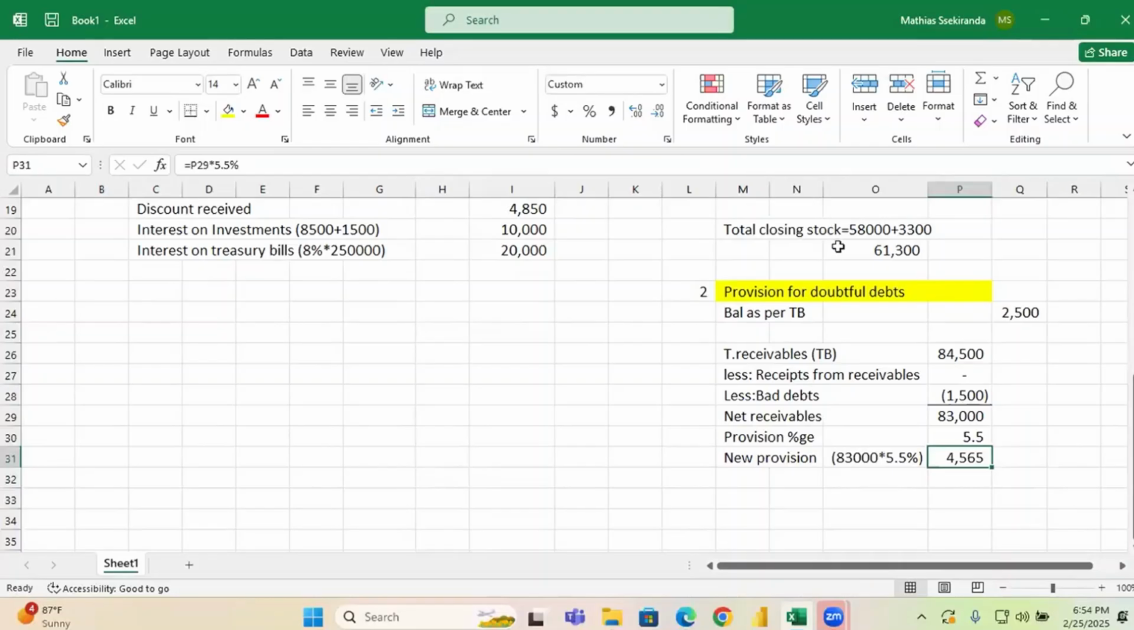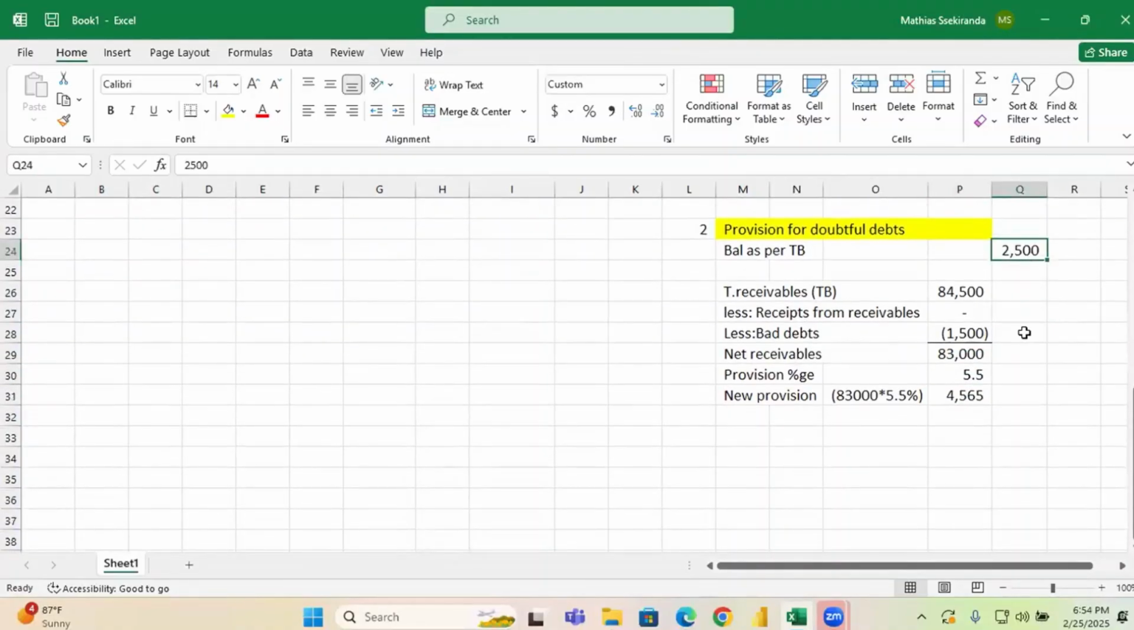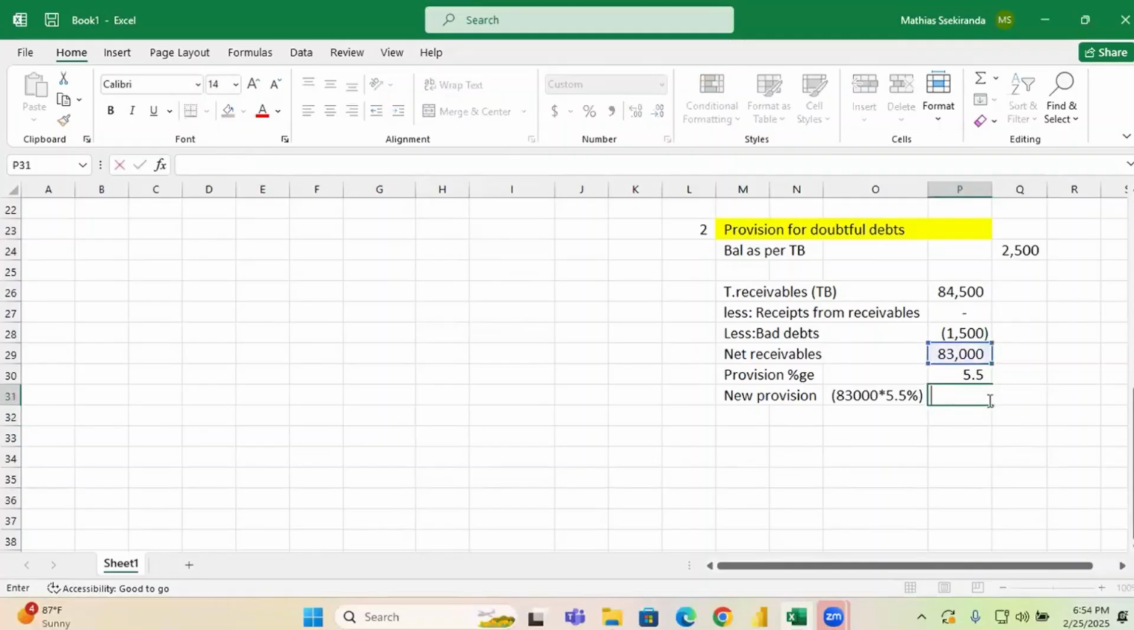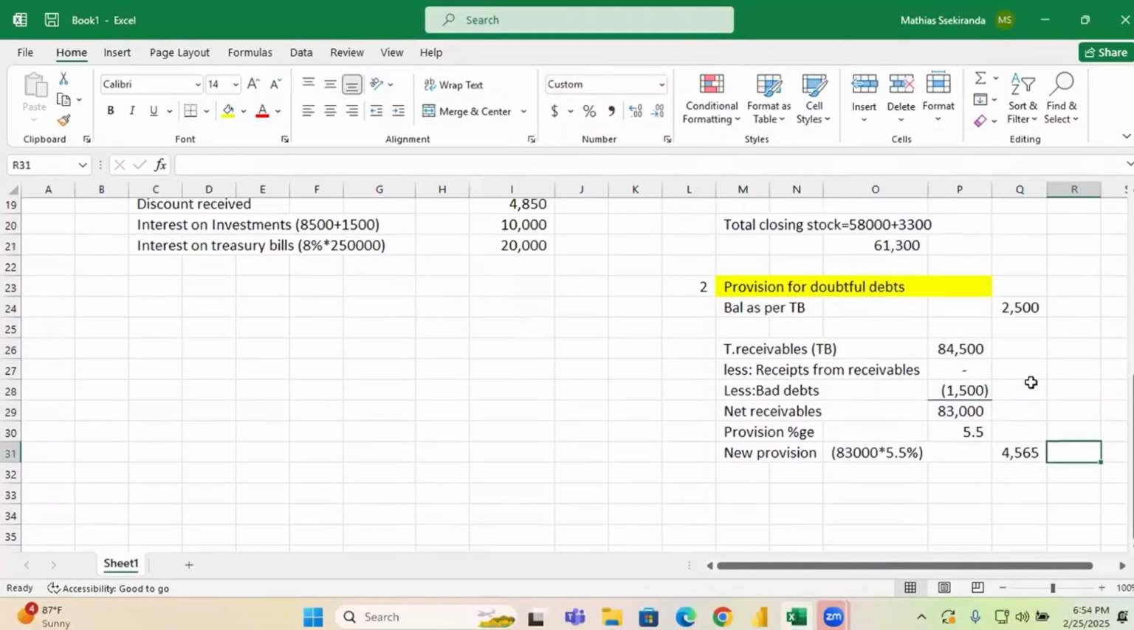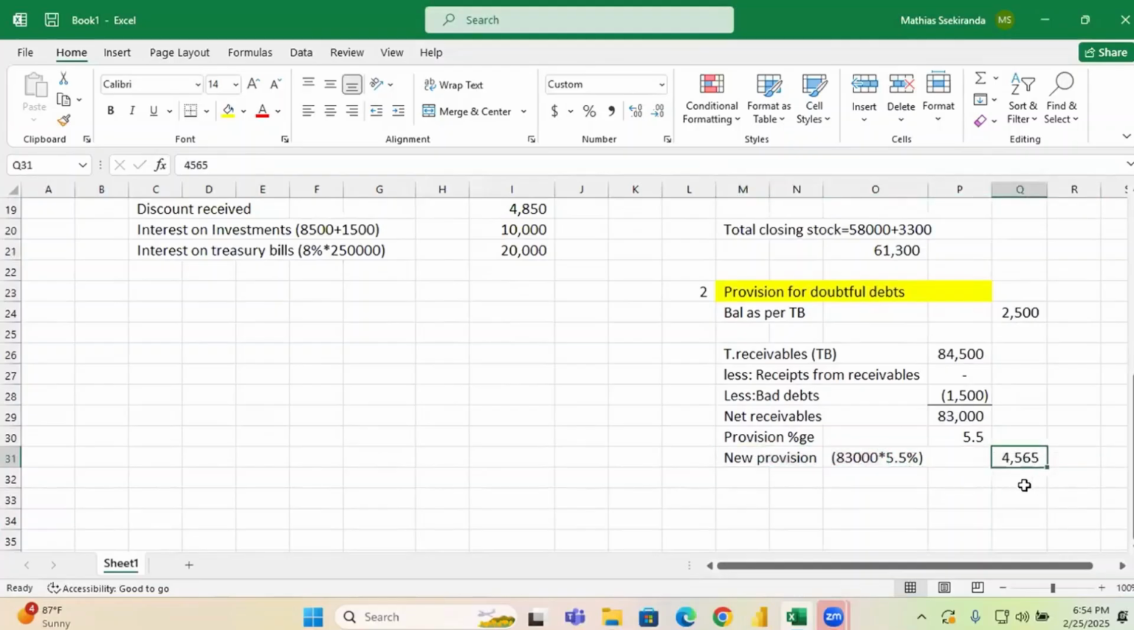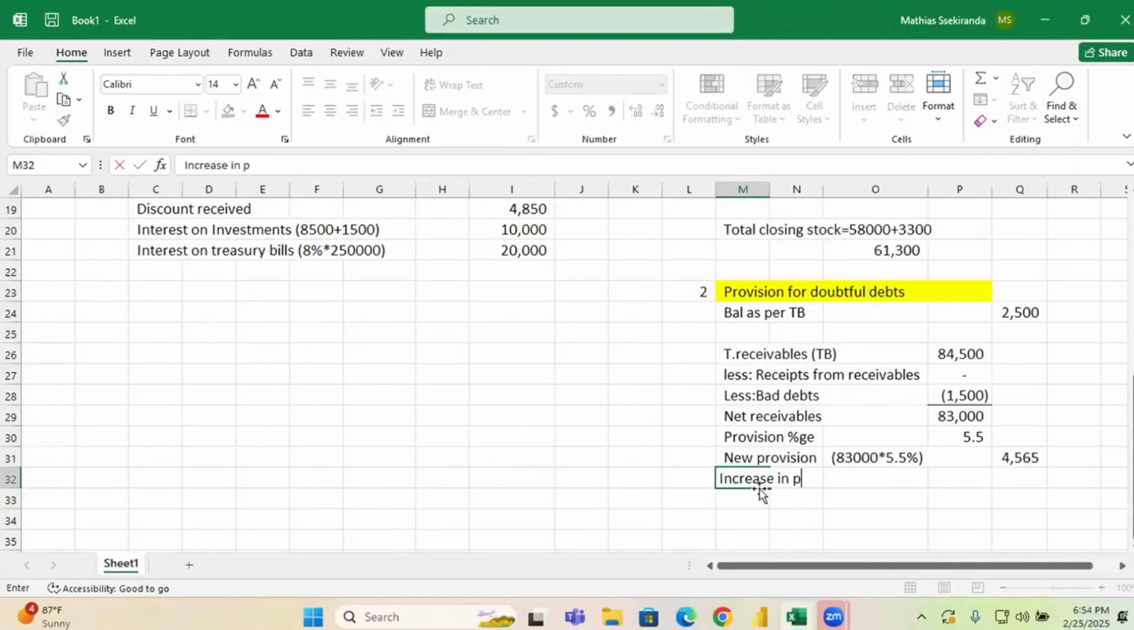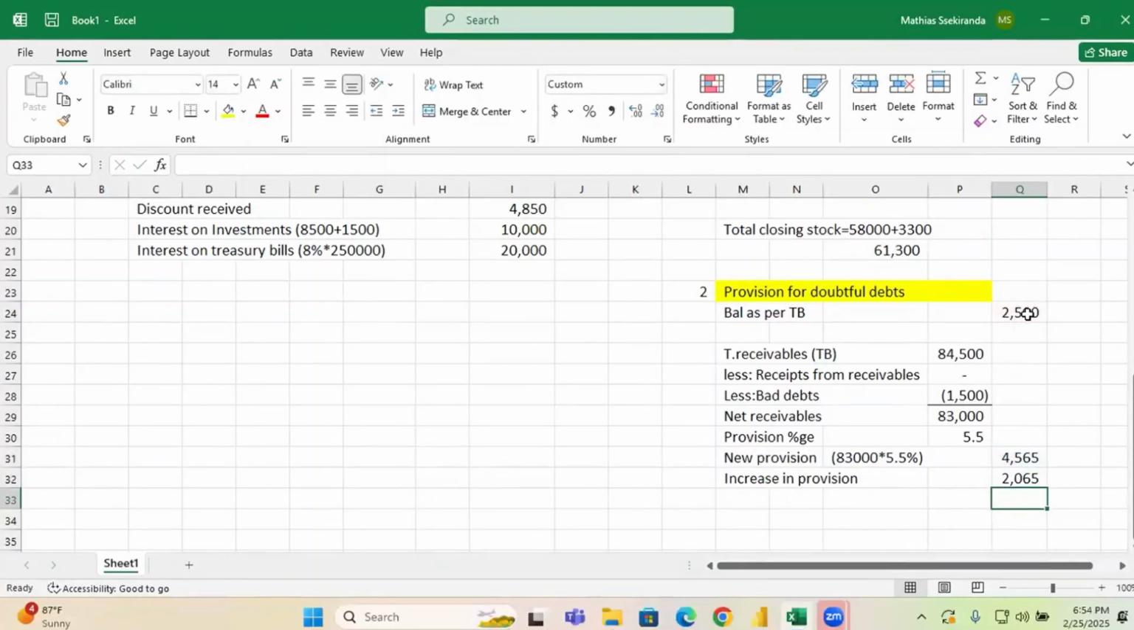Then you ask yourself, our provision that was given by the examiner was 2,500. Let me put it here: our provision given by the examiner was 2,500. But we are computing a new provision of 4,565. The question is, is there an increase in provision or a decrease in provision? There is an increase, because the current provision is higher than the previous. You just get it by lessing. So there is an increase in provision of 2,065.